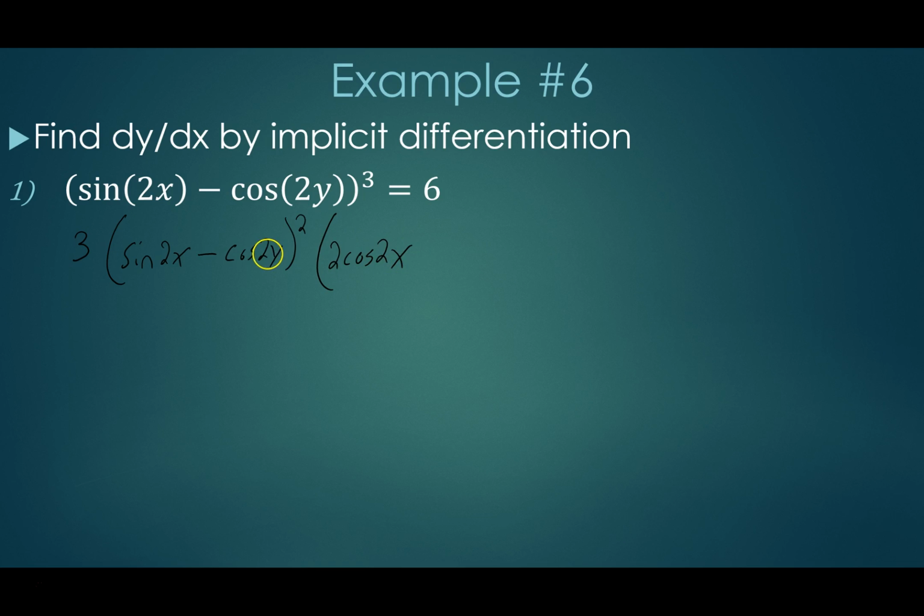The derivative of cosine of 2y is a negative sine, but the negatives will cancel, that's why it's going to be plus 2 sine of 2y. And then we have our dy/dx. And then the derivative of 6 is 0.